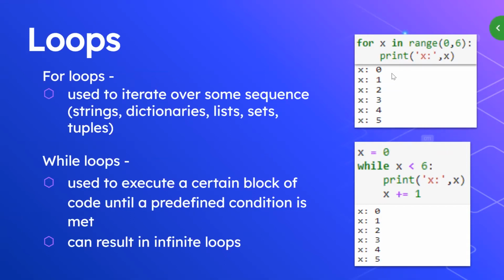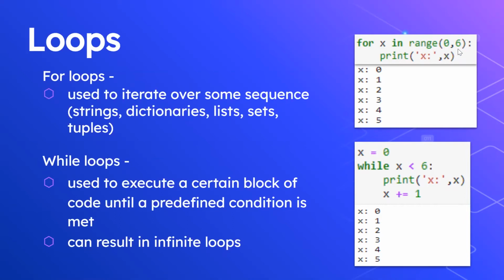So here we have an example of a for loop. So for x in range 0 through 6, print what x is. That's basically what the statement is saying. So you can think of range as a list of numbers, and you give range a starting number and an ending number.